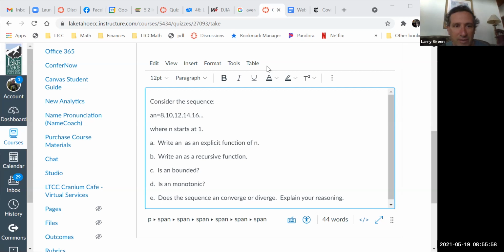Okay, so here's the quiz. I copied and pasted it into the answer box so that we can easily do it. It says, consider the sequence, A_n equals 8, 10, 12, 14, 16. I hope you all see the pattern. I tried to make this easy, where n starts at 1. Write A_n as an explicit function of n.